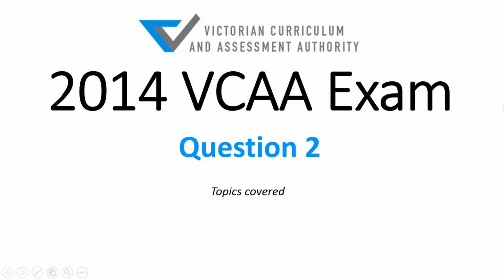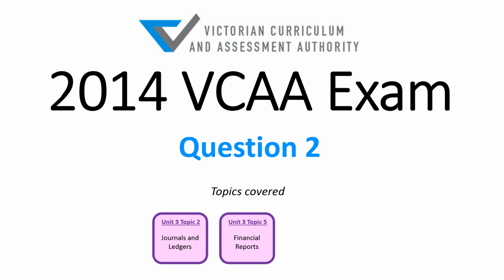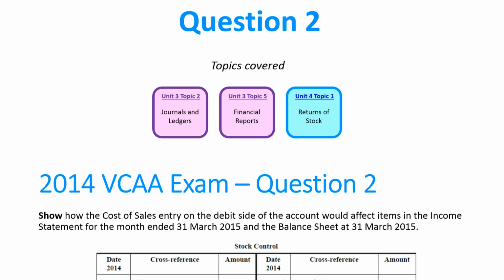Question 2 on the 2014 exam was very, very difficult. Personally, I think this is the most difficult question that was on this paper. And that's because it covered a lot of topics: journals and ledgers from Unit 3, financial reports from Unit 3, and also returns of stock from Unit 4.